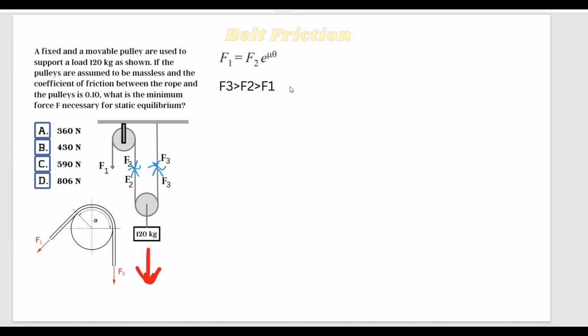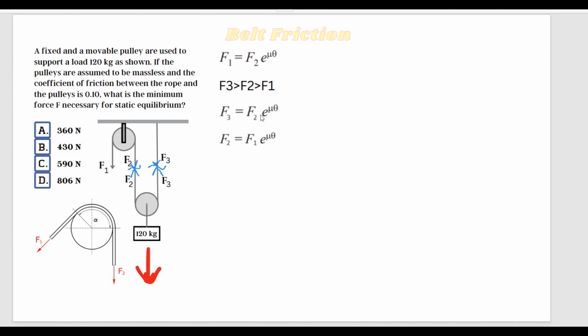Okay, so now that we know that, we can apply this formula found in the FE handbook. So we're going to say that F3 is equal to F2 multiplied by e to the power mu theta. And we're going to also write that F2 equals F1 multiplied by e to the power mu multiplied by theta.